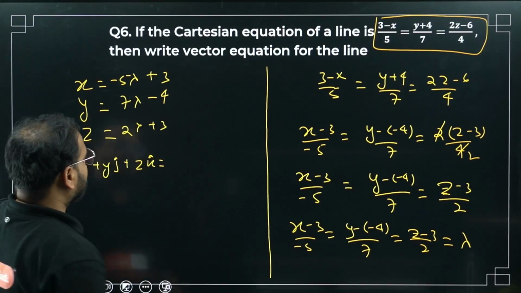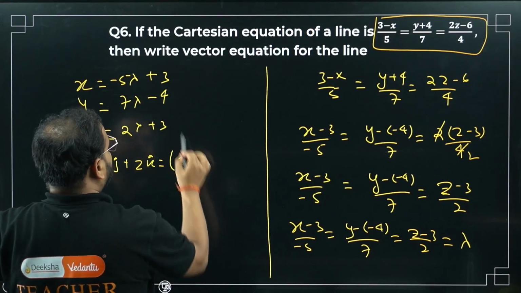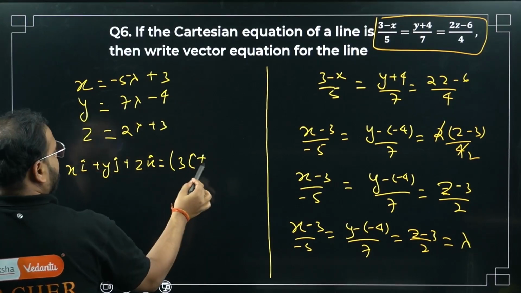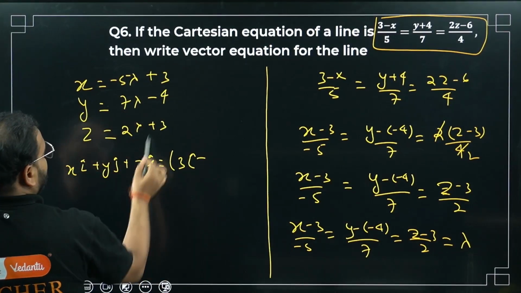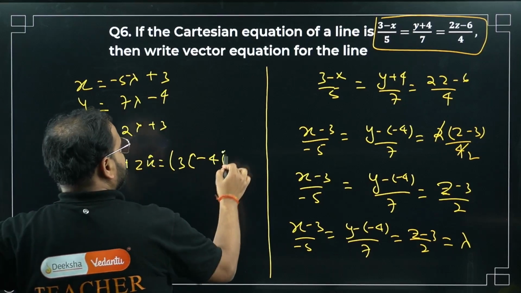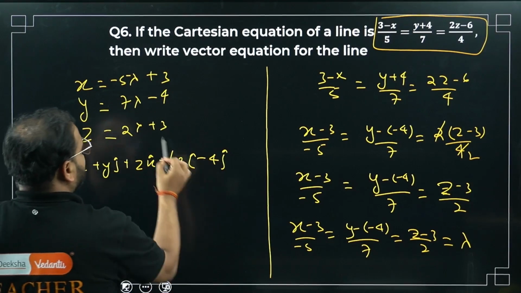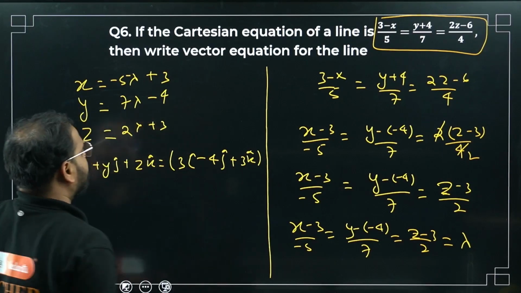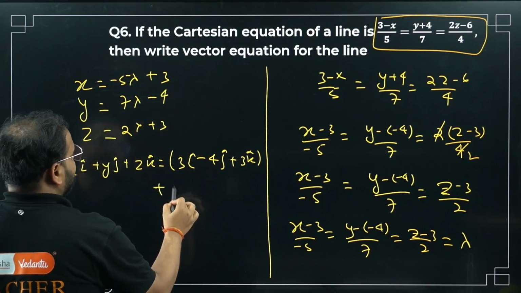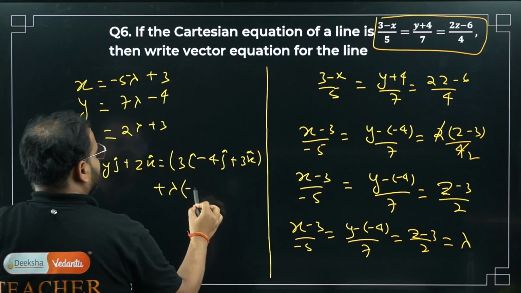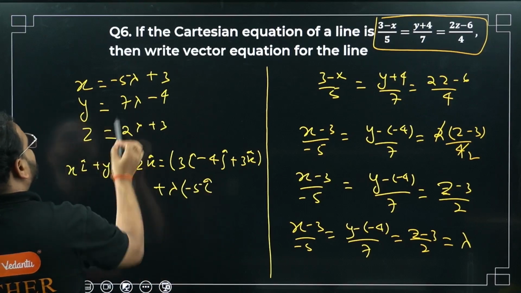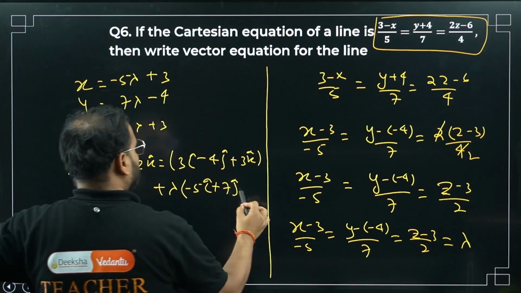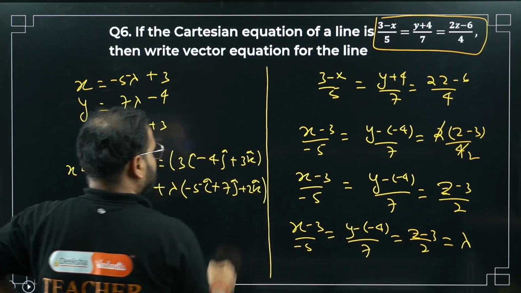I'll write this together. So 3i cap from here, because for x, not plus, minus, right? Please check, minus 4, so minus 4j cap. And for the z component I'll have plus 3k cap. And what I'm getting, plus lambda times what? Minus 5 i cap plus 7j cap and plus 2k cap.